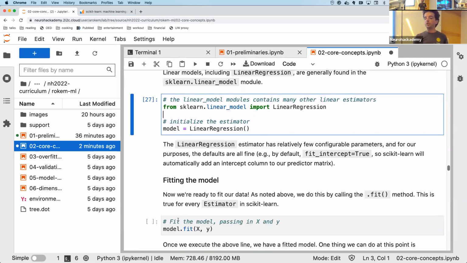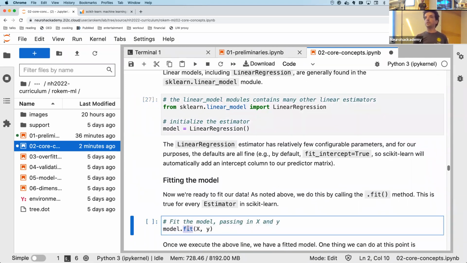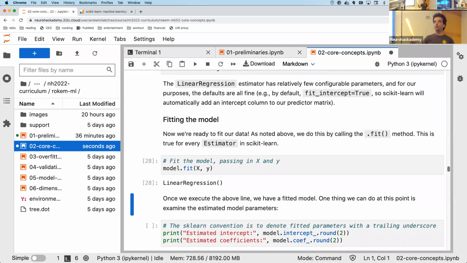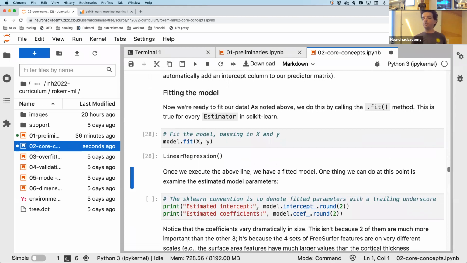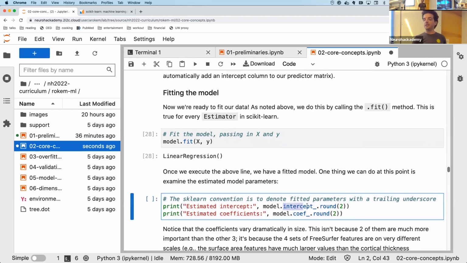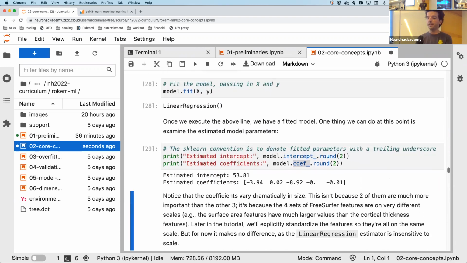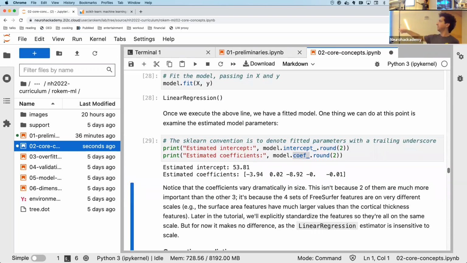And so now we have an object called model, and that model object has a fit method. And to fit it, we give it X and Y. This is when the model goes from being an unfit model that doesn't have any parameters set, to being a fit model, a model that has an intercept parameter and coefficients. In this case, there's an intercept of 53.81. That's in years, so that's the intercept of the prediction. And then it has 1, 2, 3, 4, 5 coefficients because we had 5 features.